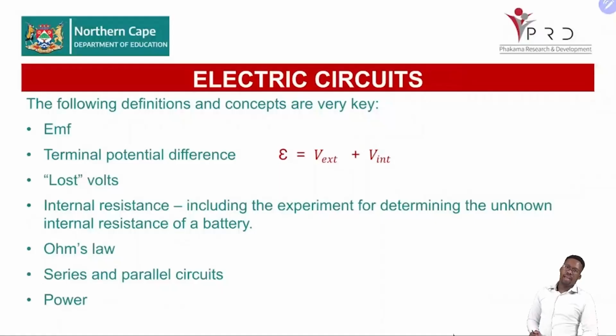Let's go to electric circuits. Electric circuits, you must know this definition: the EMF, the Ohm's law, or the power. One of these definitions will come out to get 2 marks. And then from there, you must know how the circuit diagram is established. Are we having a series circuit? Are we having a parallel circuit? Are we having series parallel? Or are we having parallel parallel?